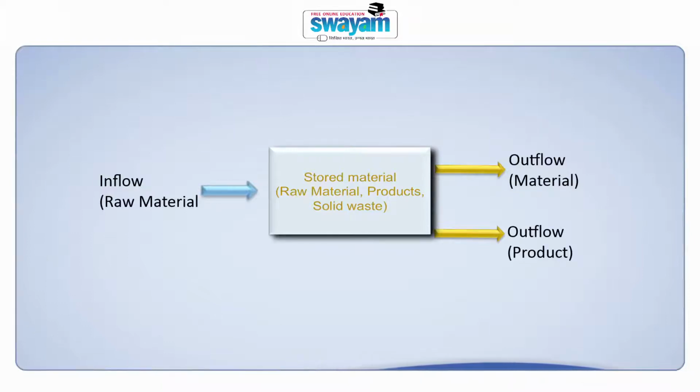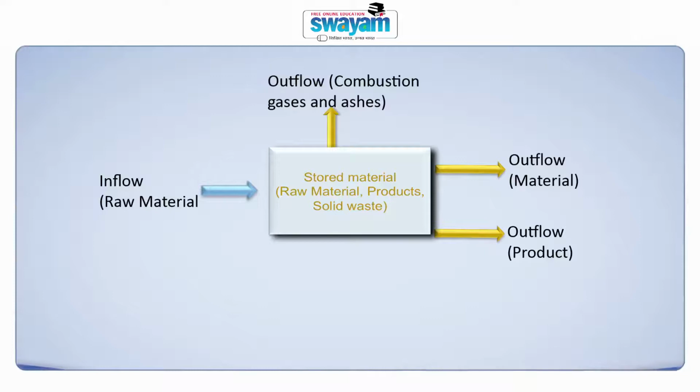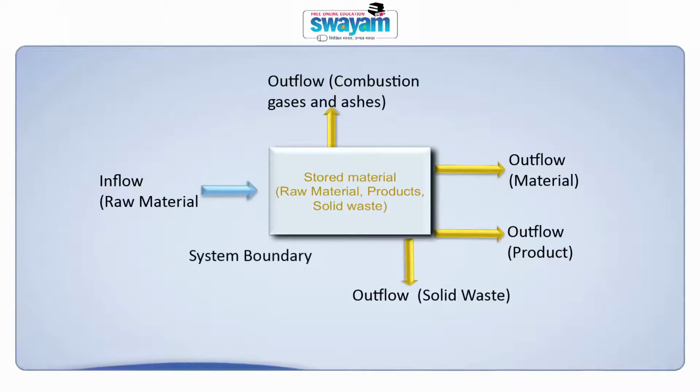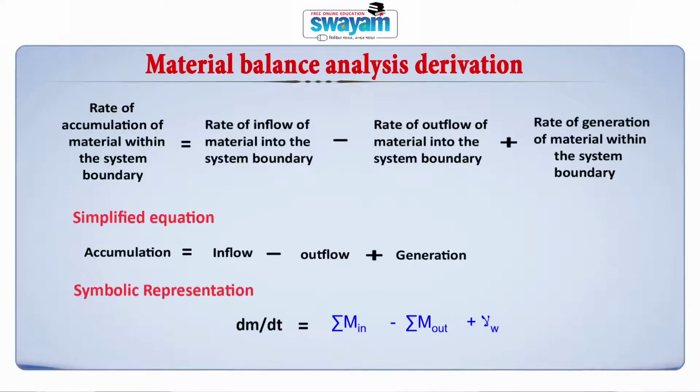Then any emissions like combustion gases or ashes will be taken into account, and the outflow in terms of solid waste will be taken, and within the system boundary it will be recorded as raw material, products and solid waste. Now, when you take all these things into account, you can do the mass balance analysis. The equation given below will help you in analyzing it. First, the rate of accumulation of material within the system boundary is given by the rate of inflow of material minus the rate of outflow of material, plus or minus the rate of generation within the system boundary.